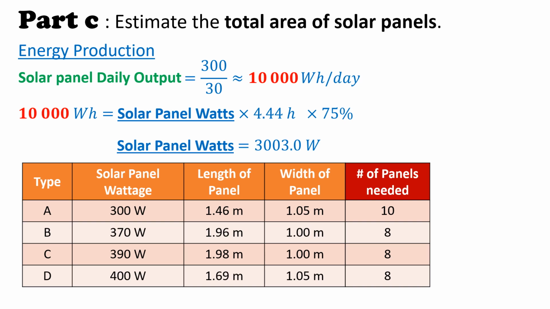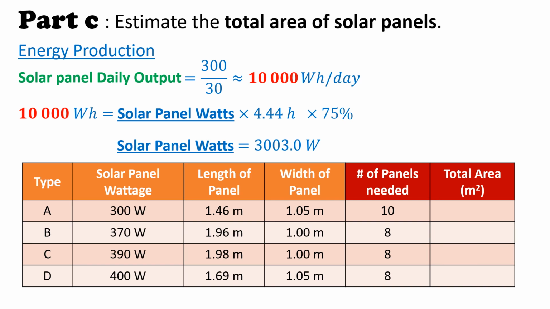With that, we can finally work out the total area for each brand of solar panel. So for example, in type A, the total area will be the 10 panels multiplied by the length of 1.46 multiplied by the breadth of 1.05. So a total area of 15.33 square meters. We can repeat this calculation approach for type B, C, and D as well. And it seems that type D is going to give us the least area. So Chen here can save some roof space for future solar panel expansions.